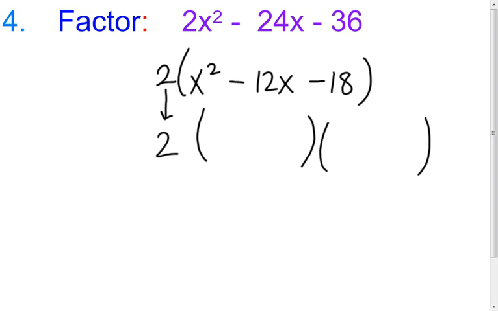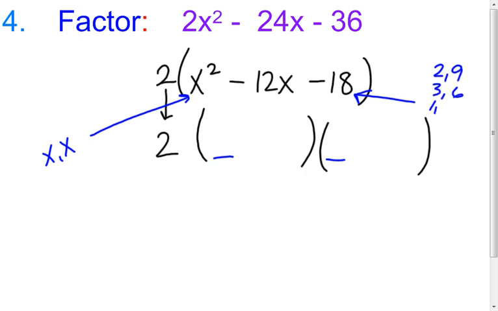Undo the FOIL here. And again, your 2 fronts have to make your front. And if I list the factors of x squared, the only way to get x squared is x times x. The ways to get 18 are 2 and 9, 3 and 6, 1 and 18. Okay, and that's it. So I will start with my 2 fronts.